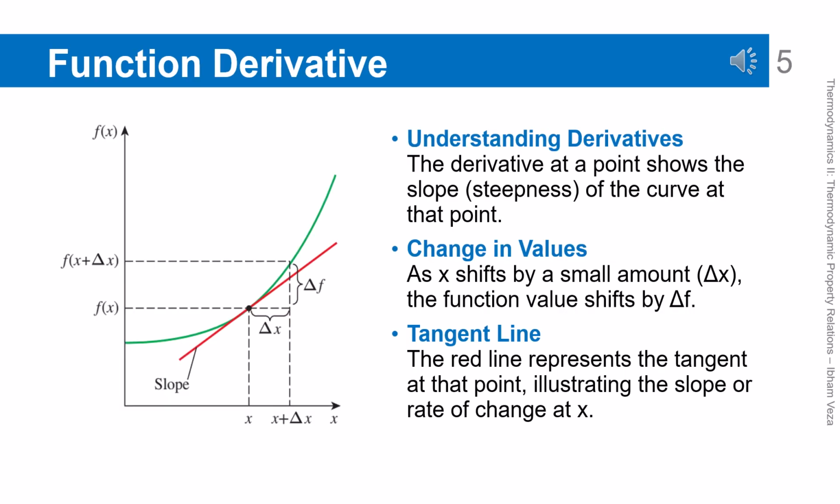Function derivative. A function derivative describes how fast a quantity changes with respect to another variable. Geometrically, it is shown as the slope of the tangent line at a point. A small change in x produces a small change in f of x, expressed as delta f. This concept is the basis for understanding changes in thermodynamic properties. Without this, differential formulations in thermodynamics cannot be properly understood.